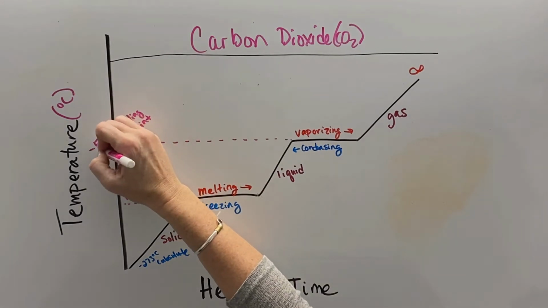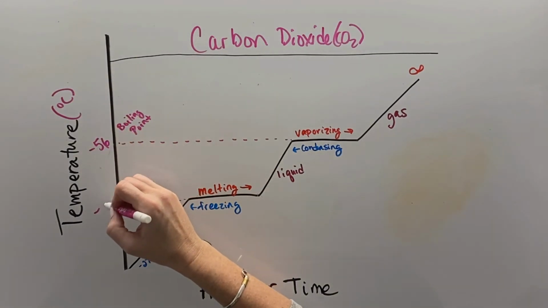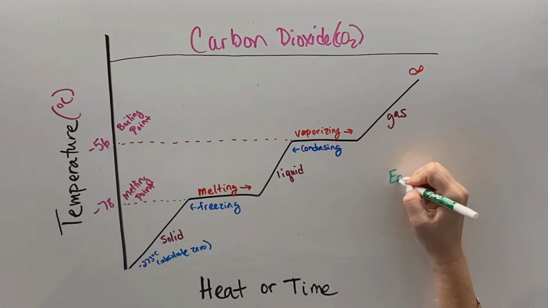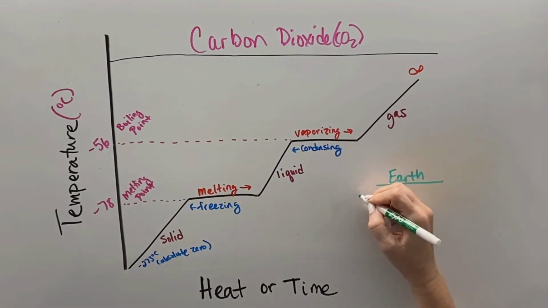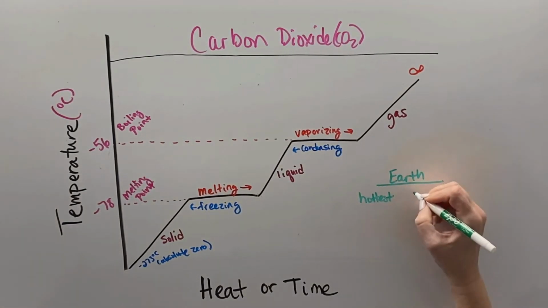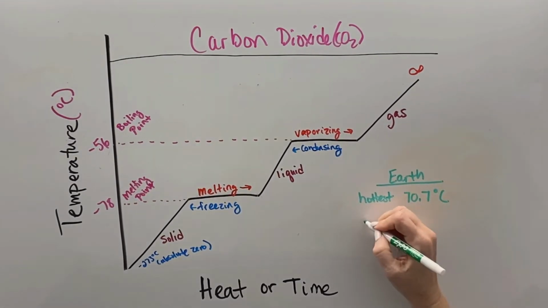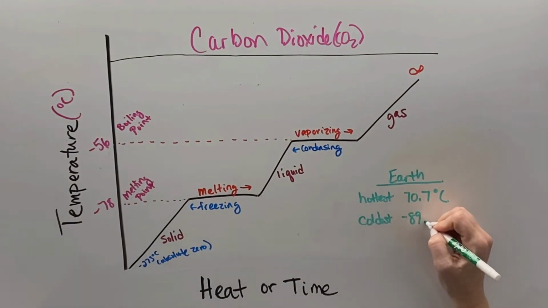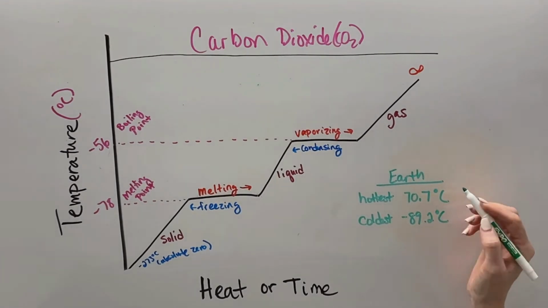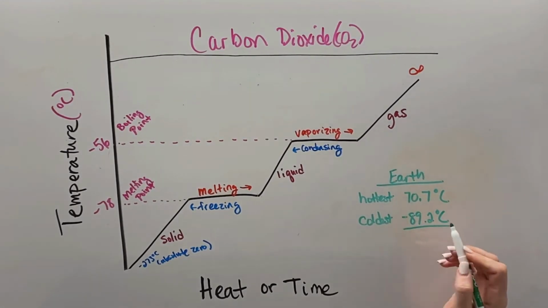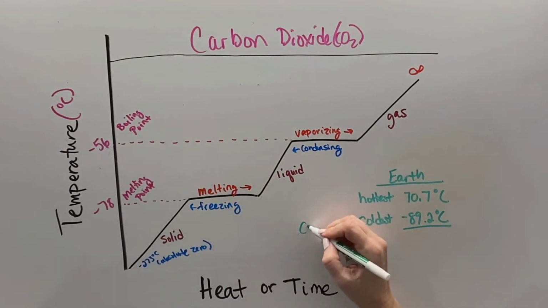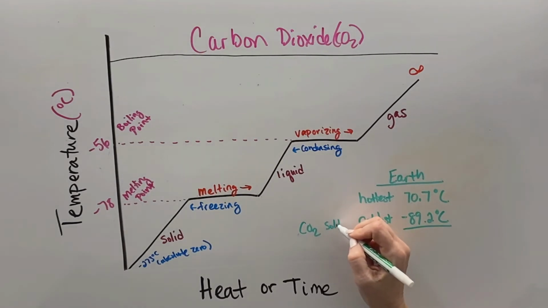So here we have carbon dioxide. Again, the graph looks exactly the same, except carbon dioxide's melting and boiling points are actually negative. So you can see here now we're back into quadrant 4, negative 56 for a boiling point and negative 78 for a melting point. So if we were to look on planet Earth, the hottest day on planet Earth is 70.7 degrees Celsius, and the coldest day on planet Earth is negative 89.2 degrees Celsius. So on the hottest day on Earth, 70.7 is well above the boiling point of that substance. And the coldest day is actually well below the melting point. And so on the coldest day on planet Earth, CO2 is actually solid.